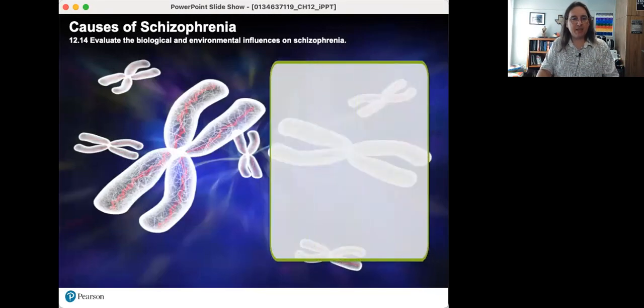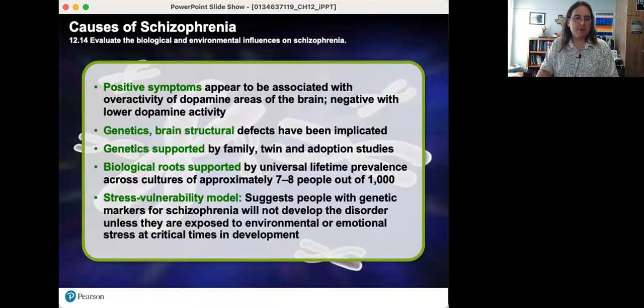Okay. Causes of schizophrenia, as I mentioned before: for the positive symptoms, we see overactivity of the dopamine areas of the brain, and negative symptoms with lower dopamine activity in the brain. This is a pretty genetic disorder. So if parents have it, or if it's within the bloodline, we might see that passed down to other generations. Genetic support comes from family, twin, and adoption studies. We do know that if one identical twin has schizophrenia, there's up to an 80% chance that the other twin has that as well.